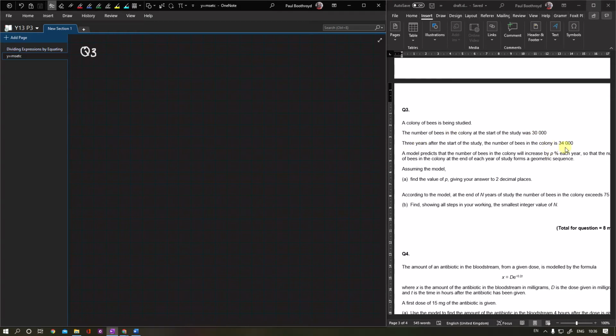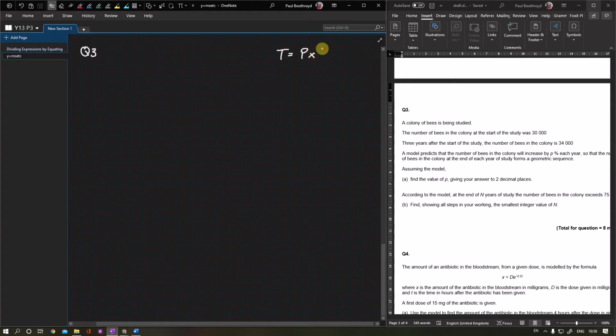After 3 years, the study has found there's 34,000. They've got a model that predicts the bees will increase at a rate of P% per year. Now, if you think back to compound interest you'll have done, then the total amount of money is equal to the principal multiplied by 1 plus the interest over 100 to the power of time. That's the formula basically we're using.